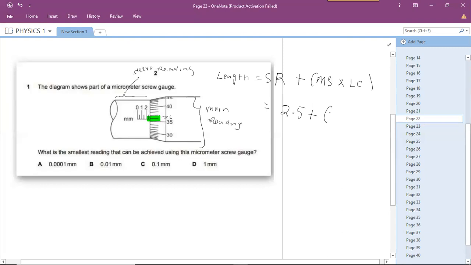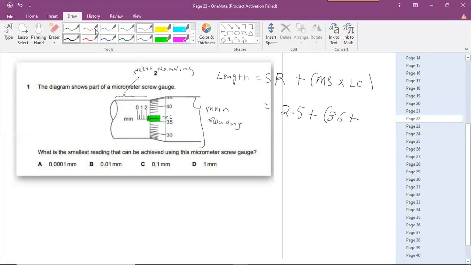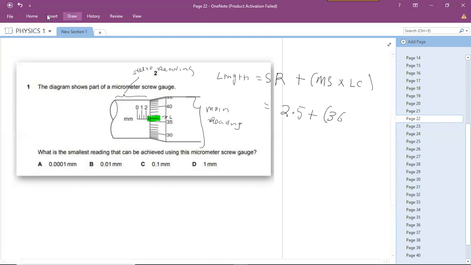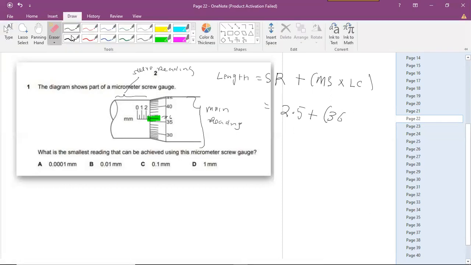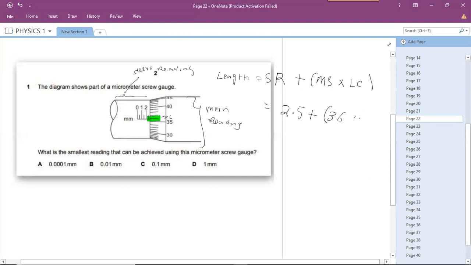Then you go, all right, my main scale reading is 36, and then we multiply that with our least count of the micrometer screw gauge, but this time it is 0.01 millimeters, remembering our units. By the way, this question is asking for something else, but here we're trying to get the reading. We'll read the question later. So 36 multiplied by 0.01 is 0.36. Then we add 2.5, meaning our micrometer screw gauge reading will be 2.86 millimeters. That's our answer.